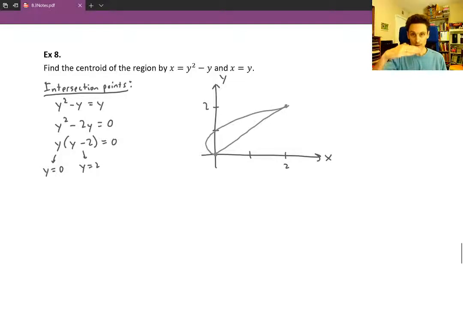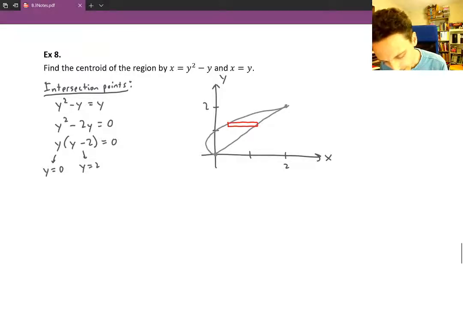Maybe we can try horizontal rectangles, and it looks like that's going to work much better because not only are we going to have the same curve on the right side and the left side over our entire region, but we also have our functions, or these curves, expressed as x in terms of y. So we'll be able to get the x value of this right side curve and then the x value of the left side curve. So horizontal rectangles it is.